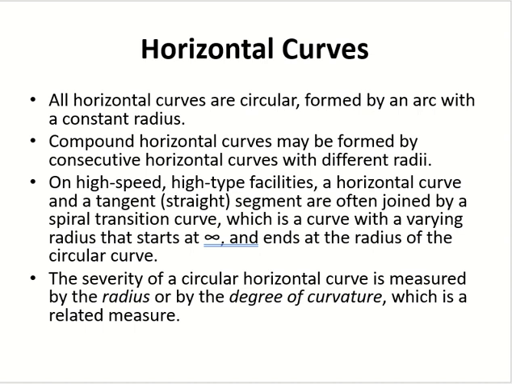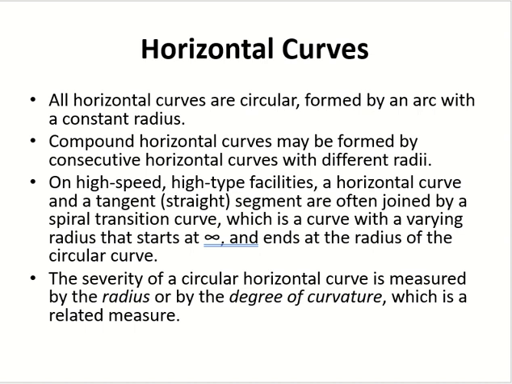If you have a high speed road, the risk is higher, because the driver is coming at very high speed, so we want to avoid a crash, because if a crash happens at that speed it will be very serious. So what we do is insert an extra curve before the circular curve, between the tangent and the circular curve, and that curve is known as a spiral transition curve.